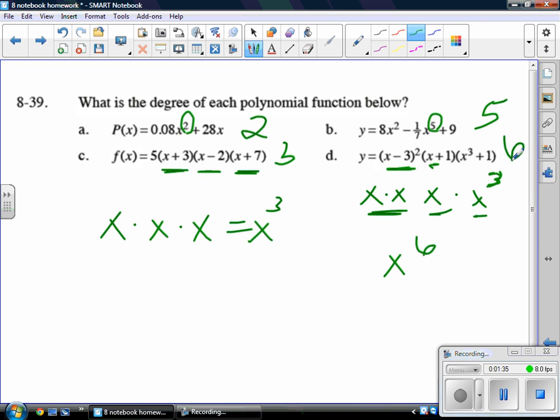And we said our degree tells us the maximum number of x intercepts, and it could be less than that.